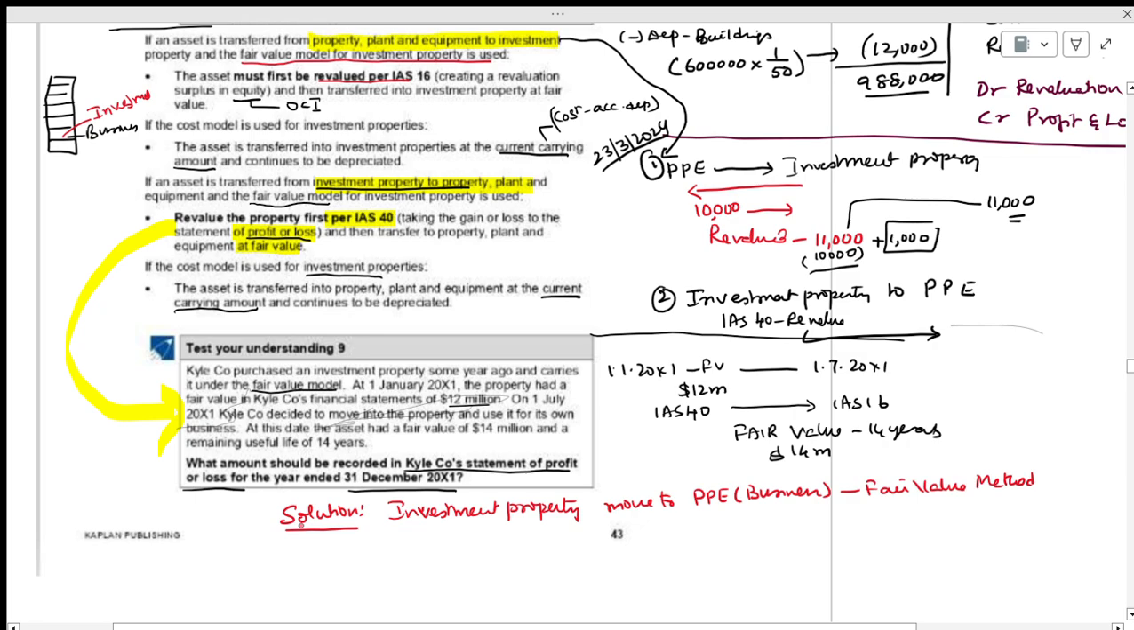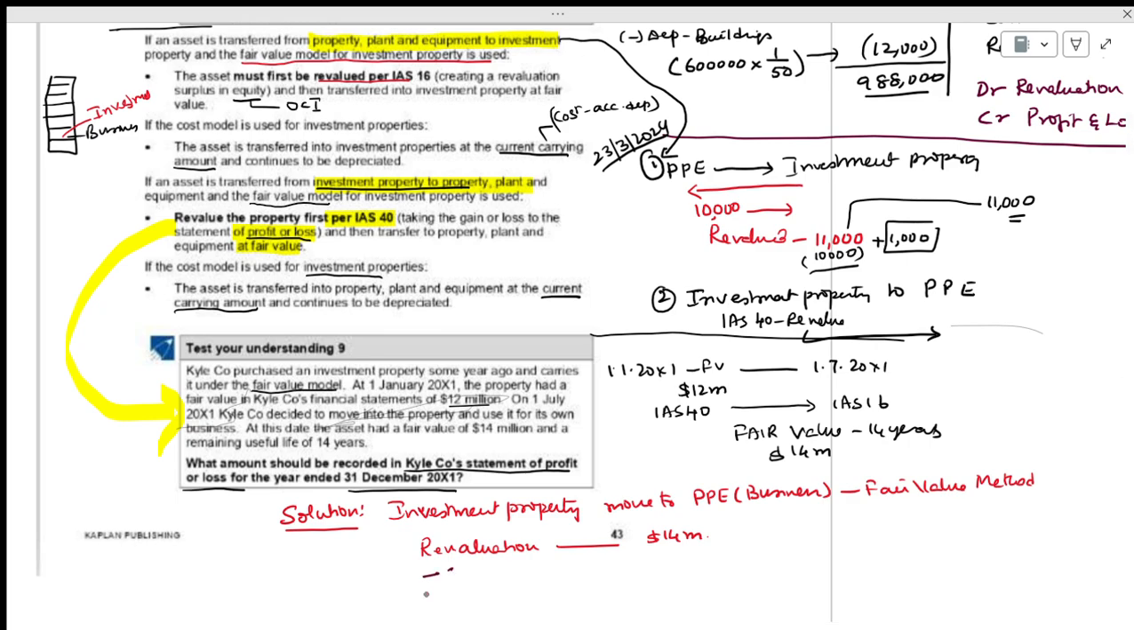Is it right? First, what we have to do? We have to revalue the property first as per IAS 40, taking the gain or loss to the statement of profit or loss. What is the revaluation? At the revaluation date, the asset had a fair value of how much? It is 14 million. Okay, the revaluation amount is 14 million.